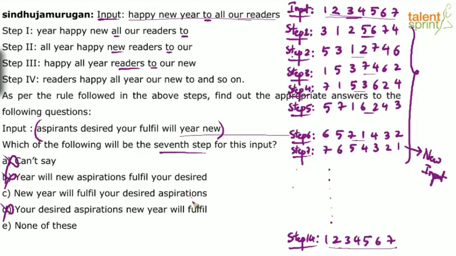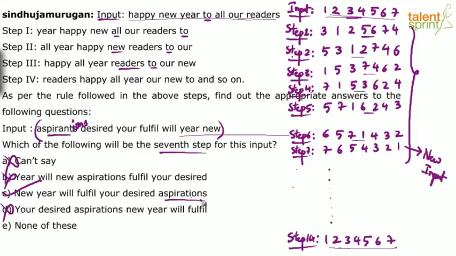So I think Sindhuja should correct the question, right? Sindhuja had posted it and we had copied it as it is. I think this is a typo. It is not aspirants, it is aspirations here itself. Let us assume this is aspirations. So the input was aspirations desired your fulfill will year new. You know that the 7th step will be new year will fulfill your desired aspirations. Option C would be the correct answer. Again I repeat, strictly speaking you would mark option 5, none of this, if the question is given exactly this way in the exam.